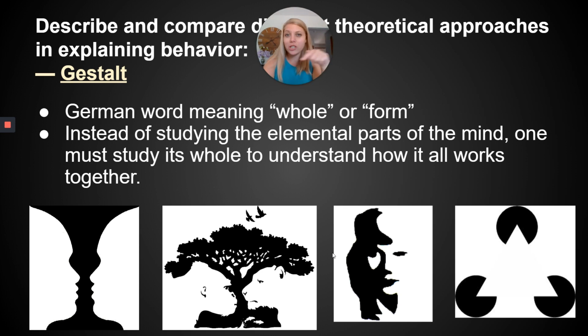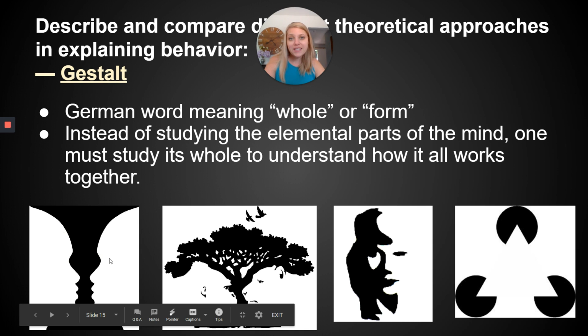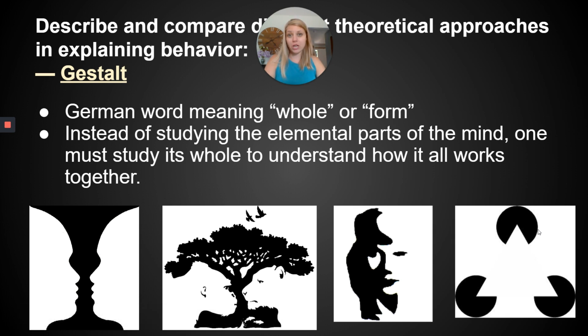For example, my pictures on the bottom here have a couple of different things going on in them. Is it two faces or is it a vase? Do you see the tree or the gorilla and the lion, the woman's face or the man playing the saxophone? And one of my favorites, and this is a really great example of Gestalt, is this one right here at the end. Is there a triangle there? Do you see a triangle? I can see a triangle, but is there a triangle there? Well, the answer, of course, is that there isn't. There is no triangle in that picture.